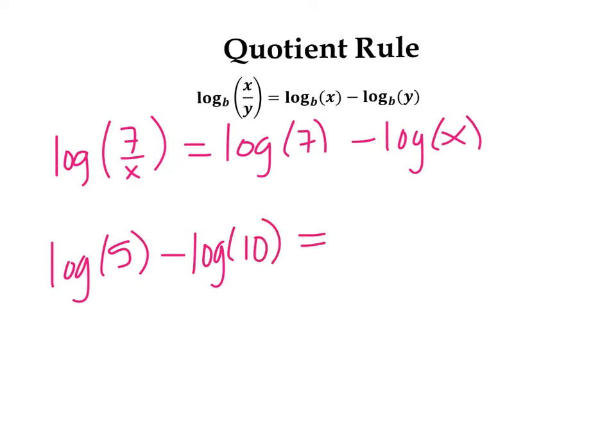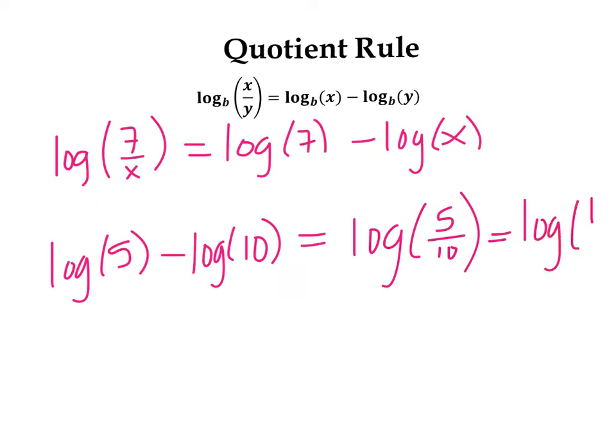We notice that these two are like terms because they have the same bases. They're both base 10. So to combine these, we're going to divide them. 5 minus 10. To combine these logs, we're going to be able to divide them and say log base 10 of 5 divided by 10. Because these have common multiples, we're going to be able to simplify this to log of 1/2.